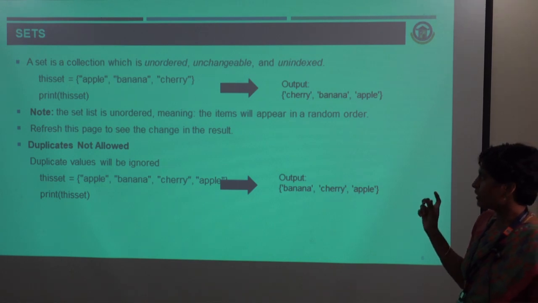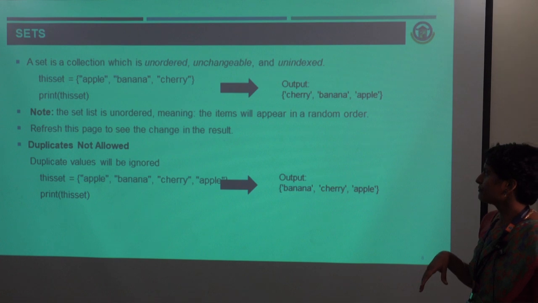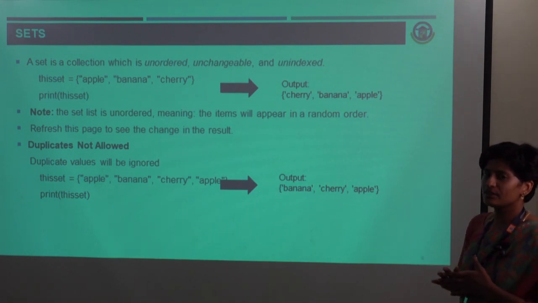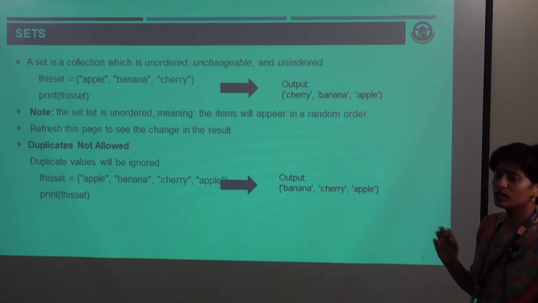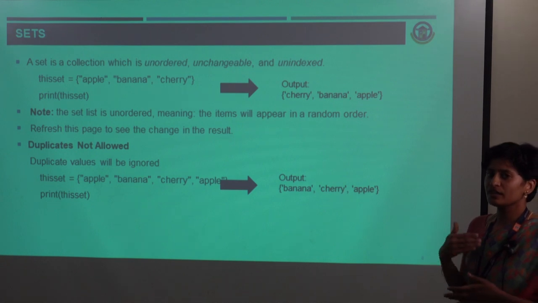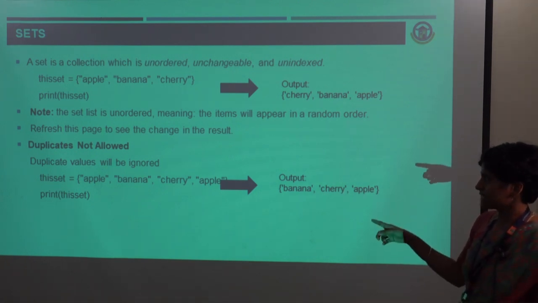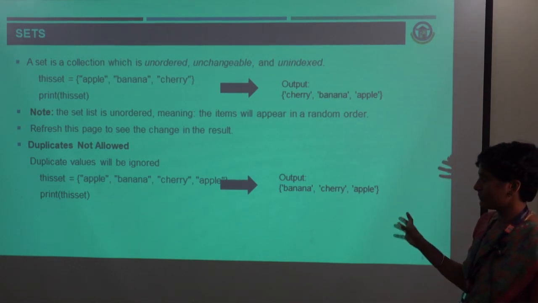Okay, this is the main difference between list, tuple, and set. A set is unordered, which means the items appear in a random order. So even when we refresh the page, the order of the items inside the set will be shuffled randomly. See here, it does not allow duplicate values. If we enter any duplicate values, they will be removed automatically. This is the example, the last one. Duplicate values will be ignored automatically.